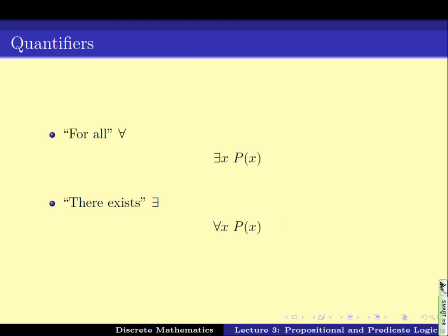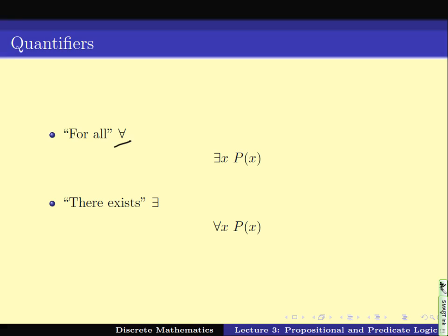Now there are two quantifiers also. As I told you, every variable has to be quantified, and these quantifiers are for all and there exists. And you write a statement like this. So this says that there exists x such that P of x is true. This is how you should read this statement. Similarly, this one says that for all x, the statement P of x is true.